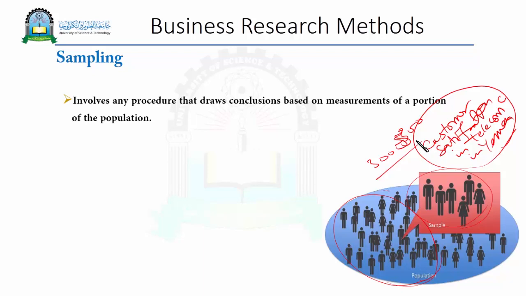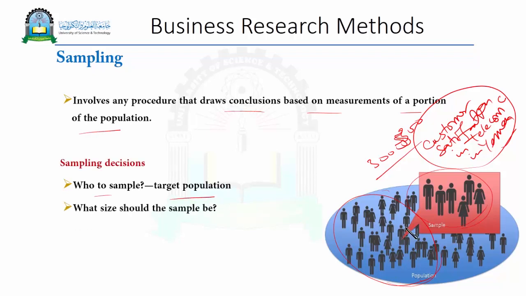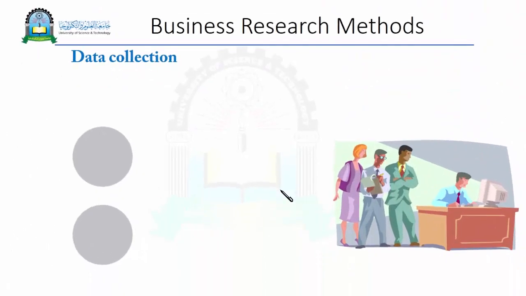So it involves any procedure that draws conclusions based on measurements of a portion of the population. So who to sample? The target population, as I have just explained. What is the size of the sample for a certain population? This is also going to be discussed in future sessions. How to select the sample units is also very important to be understood.